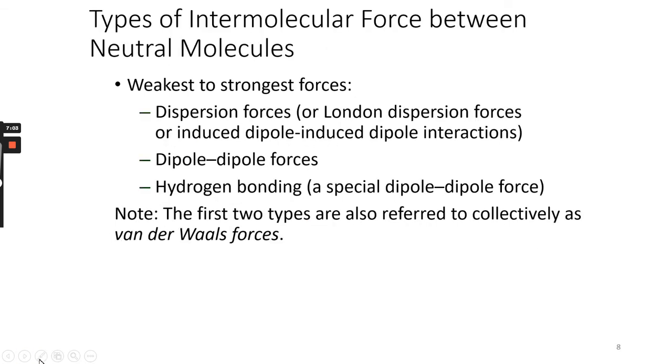So the types of intermolecular forces between neutral molecules. Okay, so here we have dispersion forces, which are also called London dispersions or induced dipole interactions. And then you have dipole-dipole, and then you have hydrogen bonding, which is a special type of dipole-dipole. I always like to say it's a dipole-dipole on steroids. Note the first 2 here are known as van der Waals forces. Remember his equation from last chapter.